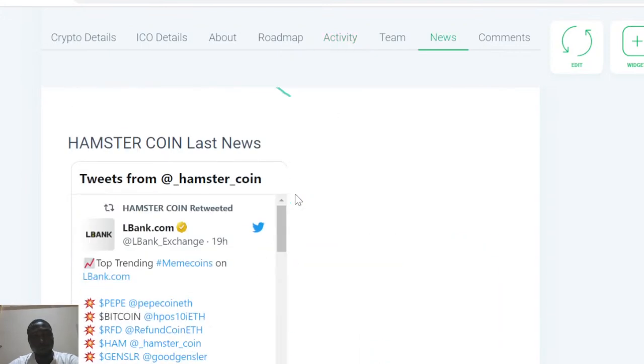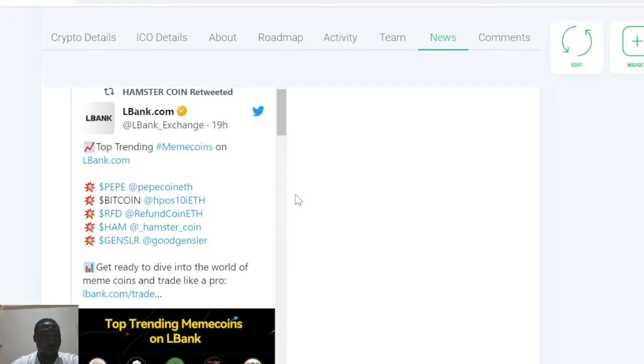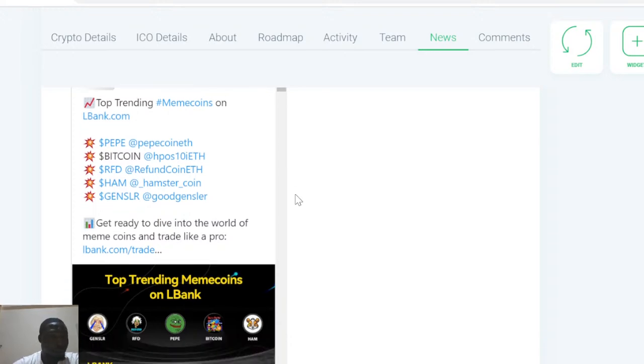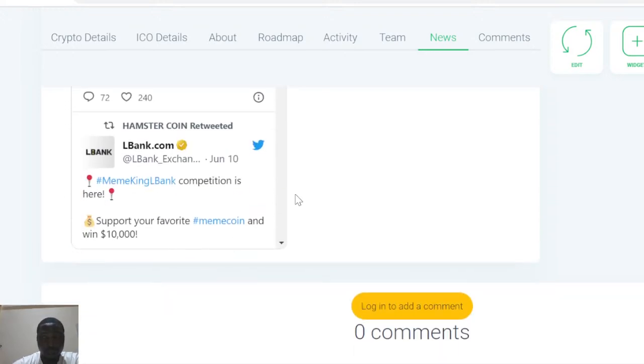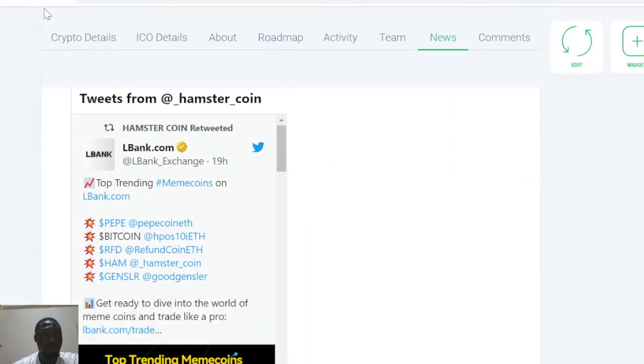So what is the news? What is the current news about this coin, about this token? You can see the top main token on LBank is part of the top businesses, actually doing well recently. So we have a lot of people commenting about the project.